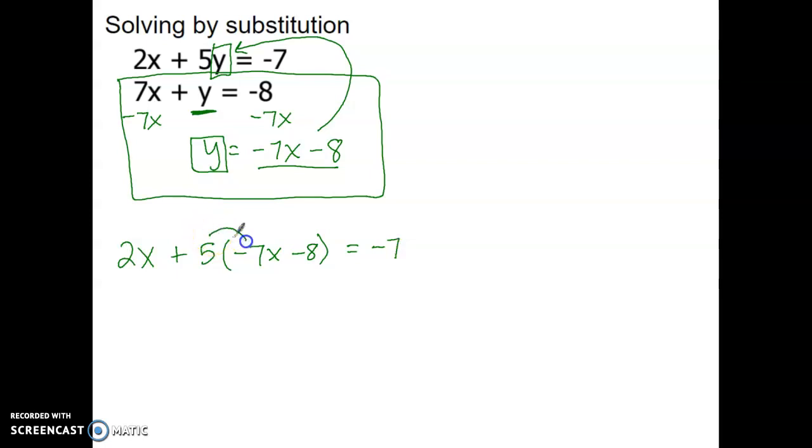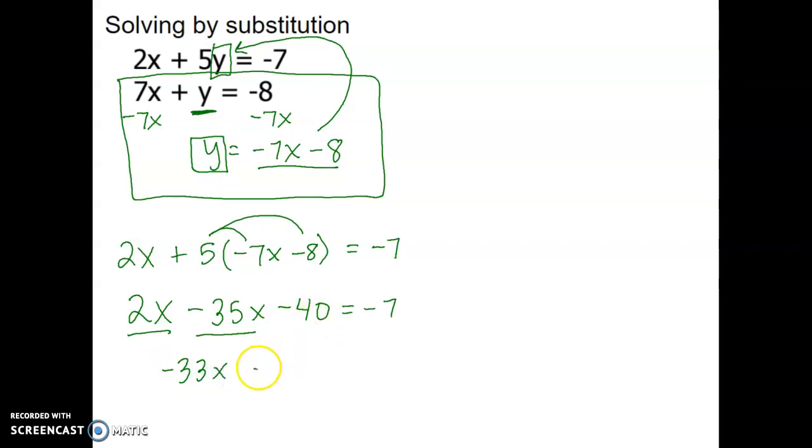Got a little distributing that needs to happen here. So the 2x stays out here. Then 5 times negative 7x is negative 35x. 5 times negative 8 is negative 40 equals negative 7. Got some like terms to combine. So we have a 2x and a negative 35x. They're on the same side. So 2x minus 35x, that's going to be negative 33x minus 40 equals negative 7. We can add 40 to both sides. Ready to start getting that x by itself. So we have negative 33x equals 33.